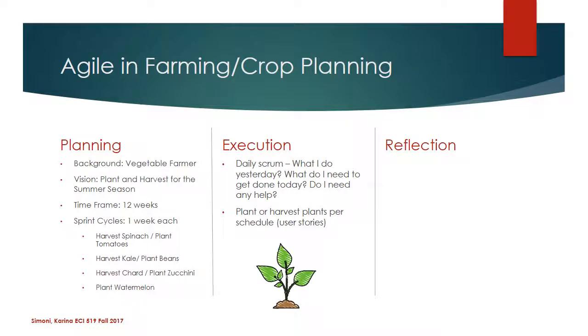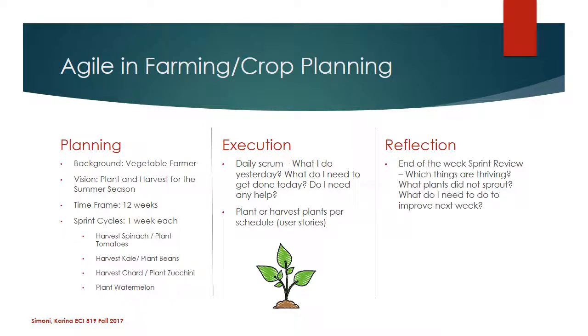And then we're going to do the work. We're going to either plant or harvest the plants per our schedule. Our schedule are our user stories. At the end of each week, we're going to have some reflection. We're going to review. Are the tomatoes thriving? Do I need to add more fertilizer? Which plants did not sprout? Maybe I need to start some more. And what do I need to improve for next week?